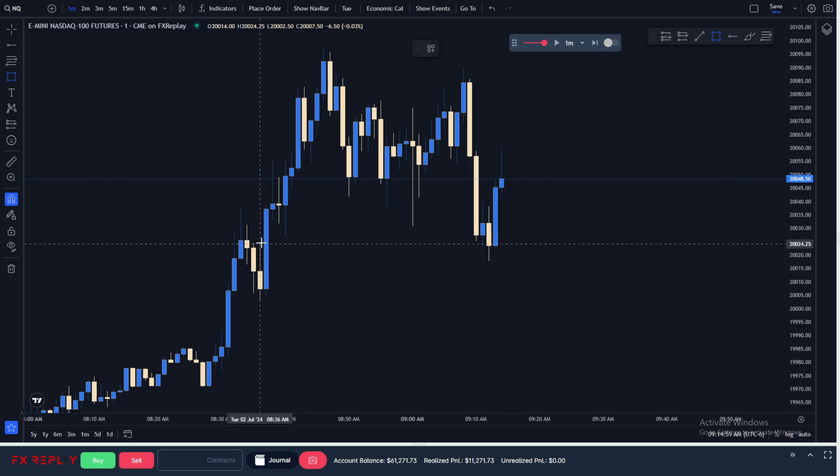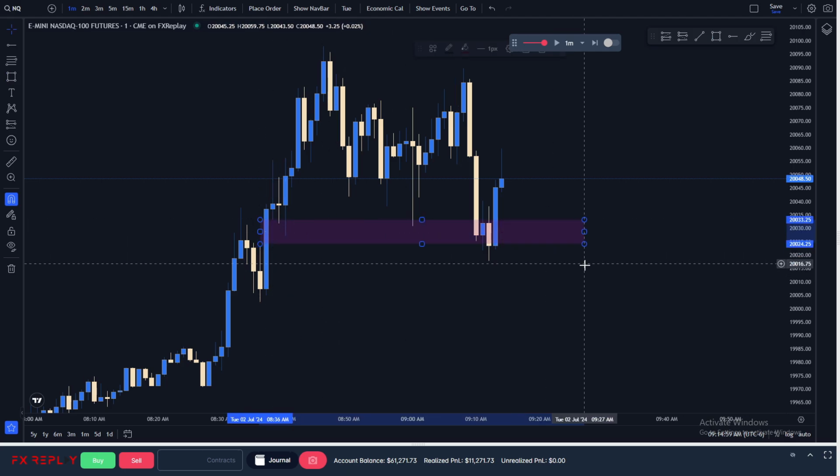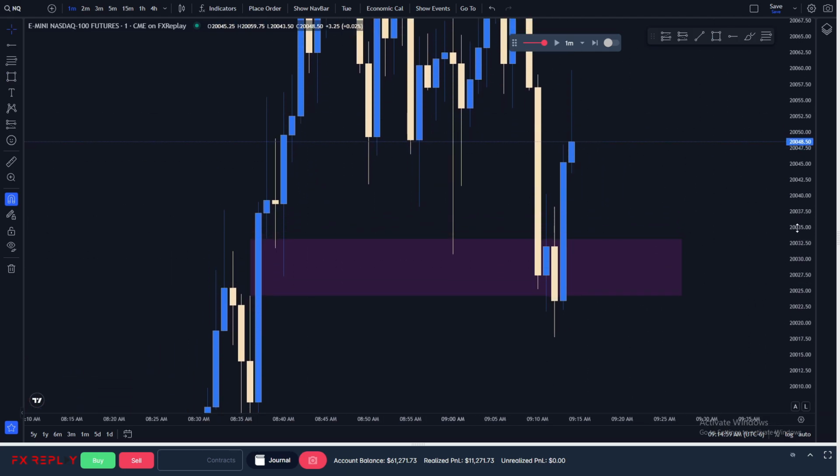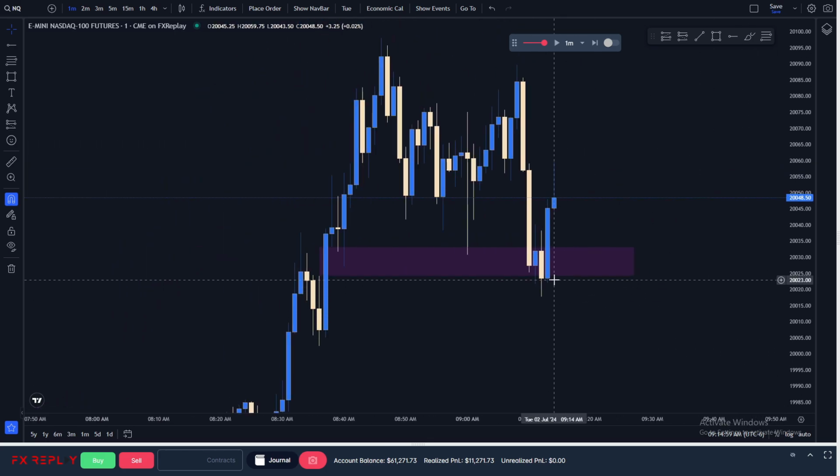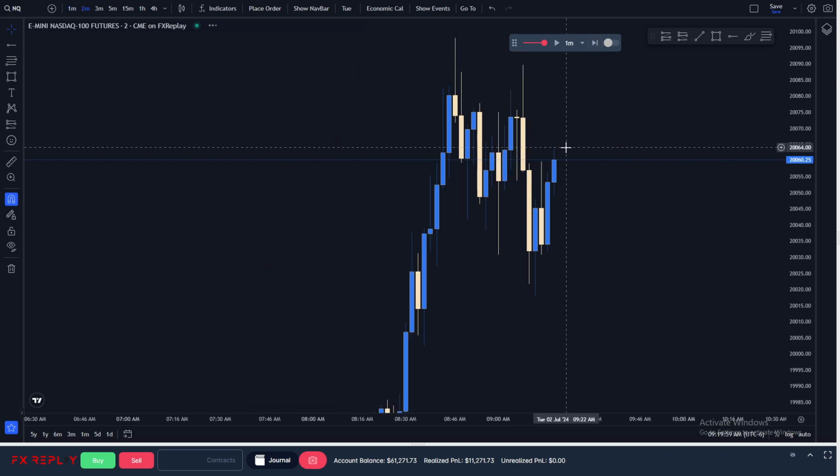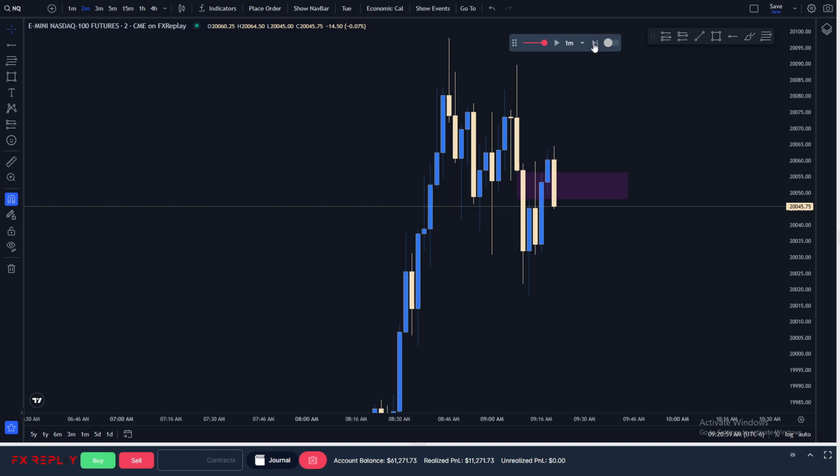This fair value gap is not obvious for me, so I would not want to take this just because it's not that big, it's not obvious. And as you can see, it would have lost really bad, so thank God we didn't take that. Let's see, 2 minute. This is also not that obvious, so I don't think I would be taking this either. Yep, just like that, I would have lost also.